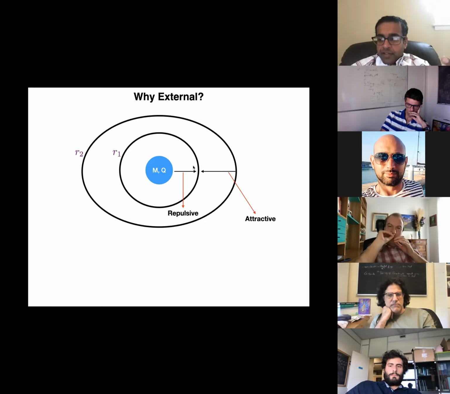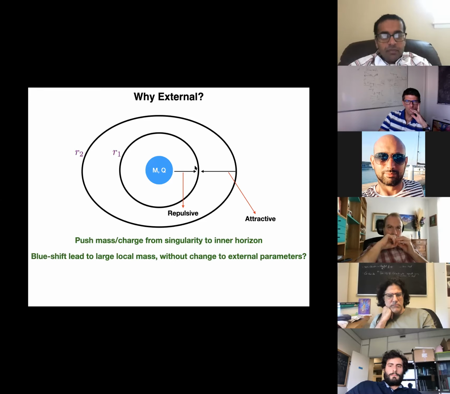But that suggests something interesting, right? Just like how I had a large blue shift on this side, it's also very reasonable that I can take my mass on this side and move it around and get these large blue shifts as well, right? Nothing that mattered about the interior was anything but the repulsive nature of gravity. And gravity is nicely repulsive in there. And so you must also get a blue shift when things go from here to here. So you should really ask, right? Is it not reasonable that I can push mass and charge from the singularity to the inner horizon? And that becomes a new way for me to create a large energy density in there, okay?